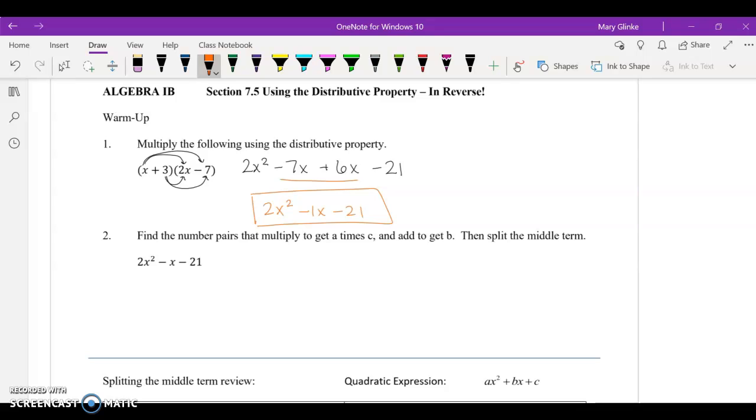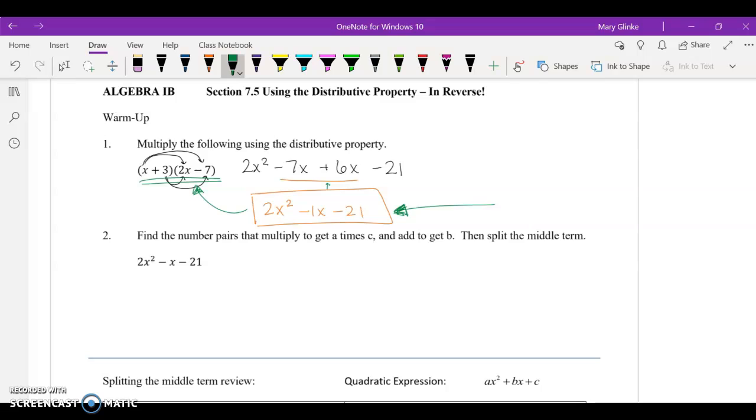So today our goal is I'm going to give you an equation that looks like this, 2x squared minus x minus 21, and I'm going to say go backwards. Find the two things that multiplied to get that. So in order to go backwards, what we need to do is undo this process here.